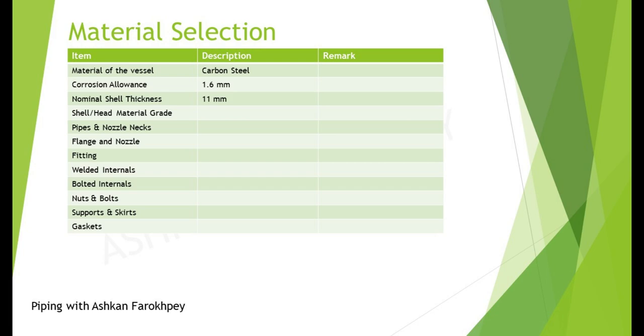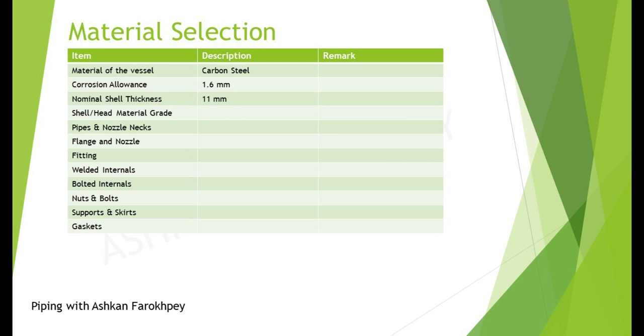The first items are shell and head material. Usually in our market, in my country at least, we use some typical plate materials in different projects, which are ASTM A283, ASTM A516, ASTM A203, ASTM A537, and some other grades. But between all of them, ASTM A283 and ASTM A516 are easily available in the market.